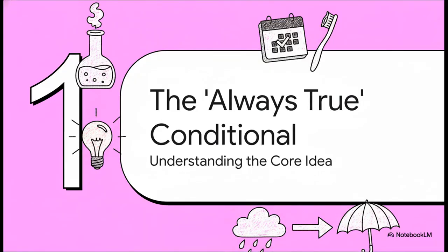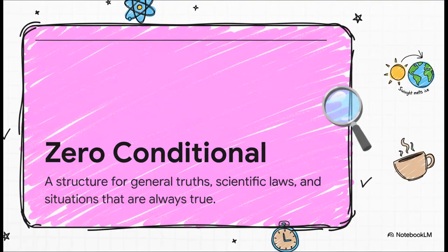All right, let's get right to the heart of what the zero conditional is all about. If you remember one word, remember this: certainty. So the zero conditional is for stuff that is 100% true, every single time. We're talking general truths, scientific facts, anything where one action has a totally predictable, unavoidable result. There's no maybe, no perhaps, it just is.